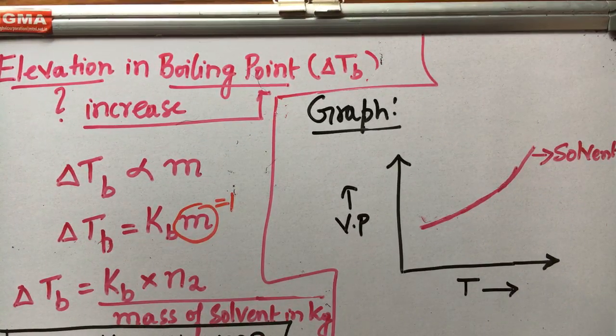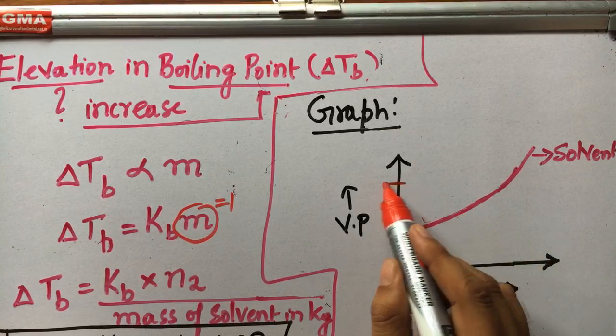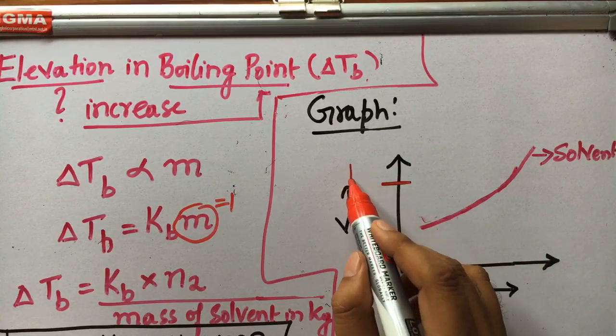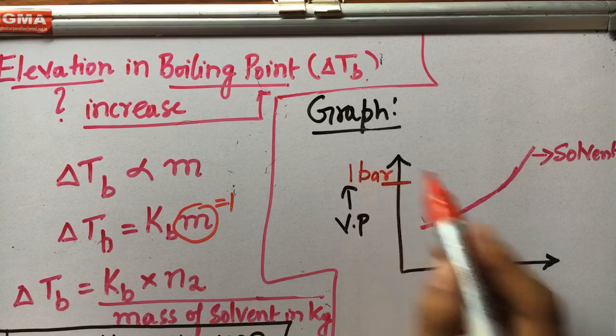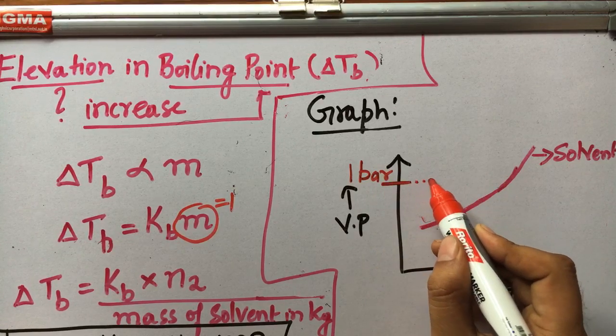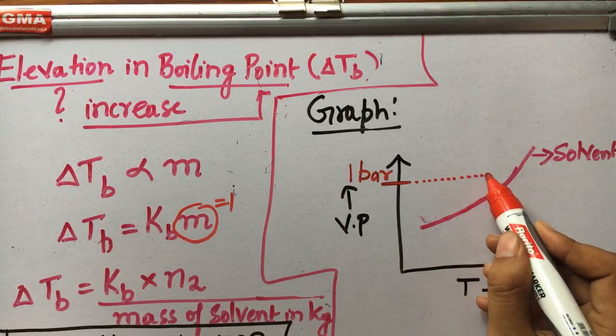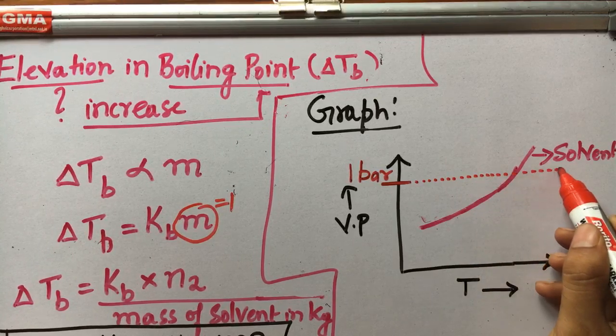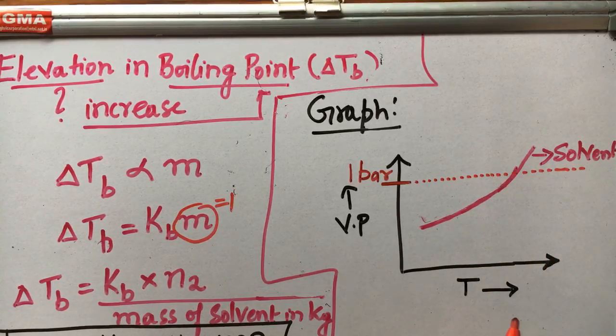Now tell me, what is boiling point? What is the definition of boiling point? The temperature at which the vapor pressure of the liquid is equal to 1 bar pressure. Let me say this particular pressure is said to be 1 bar. So let me say that this dotted line is what I represented as 1 bar.